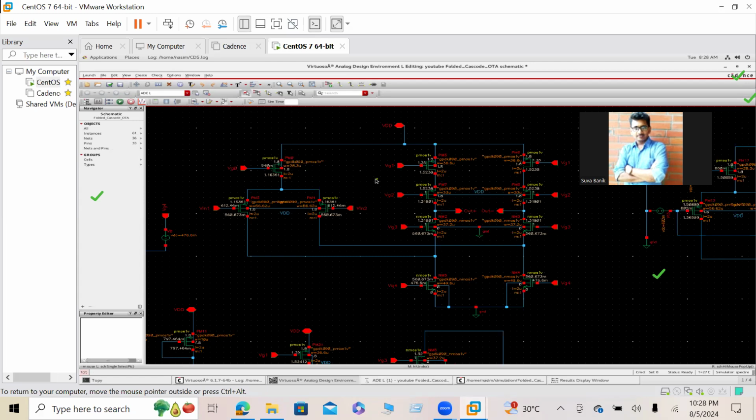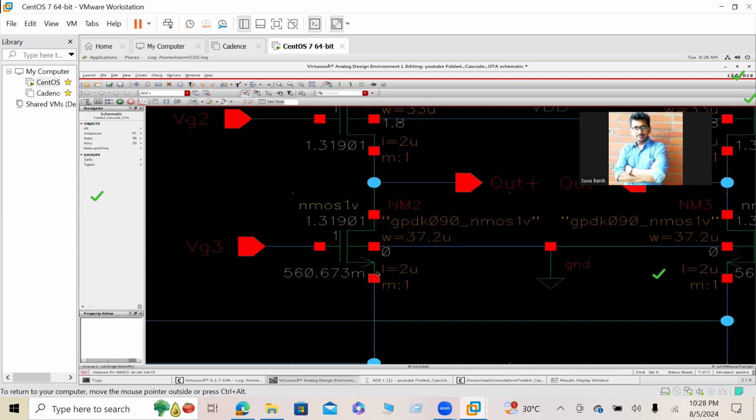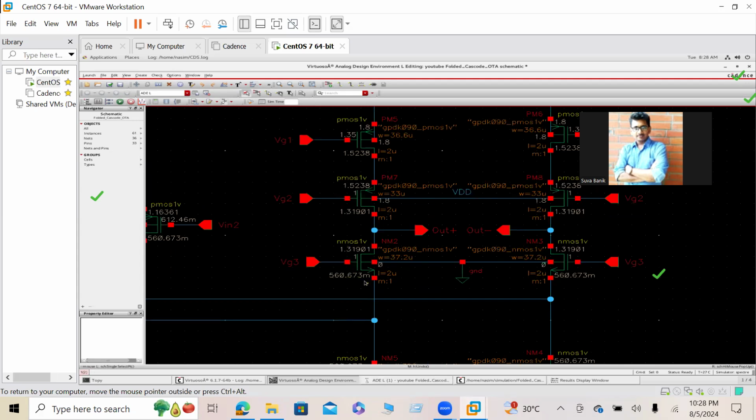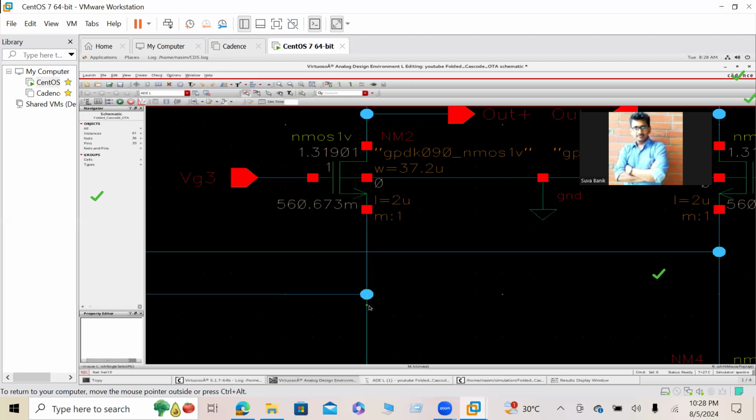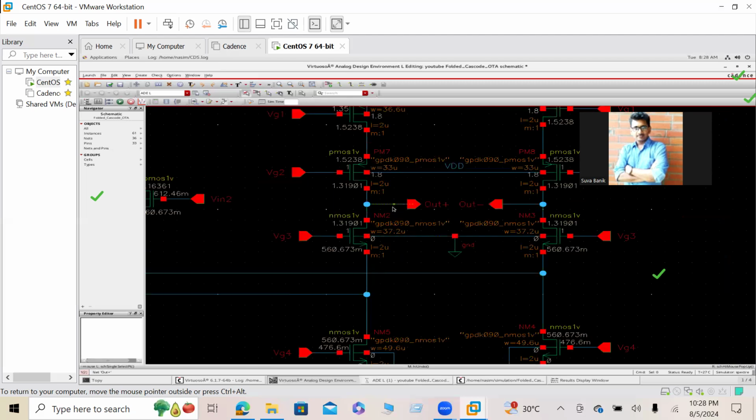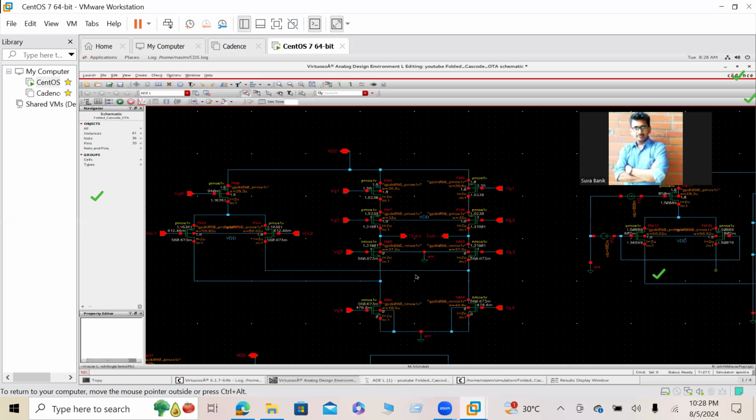We need to play with the circuit to match it perfectly and achieve our design goal. And to play with the circuit, you need to know which parameter you are changing and why you are changing it. For example, I tell you this NM2 is a common gate configuration. Let's say this voltage is Vx. If Vx increases, Vout will increase. If Vx decreases, Vout will decrease. So you need to know the relationship in the circuit.